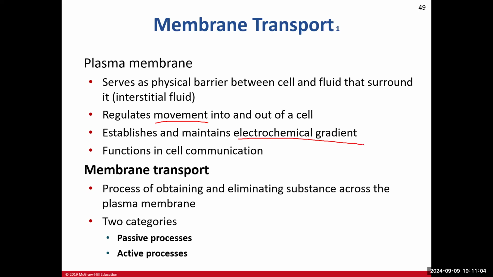More on that when we get to chapter 12. But what it essentially will do is create a situation in which you have more stuff outside the cell than inside the cell. For example, nature loves balance, always does, and so it wants things to be equal.